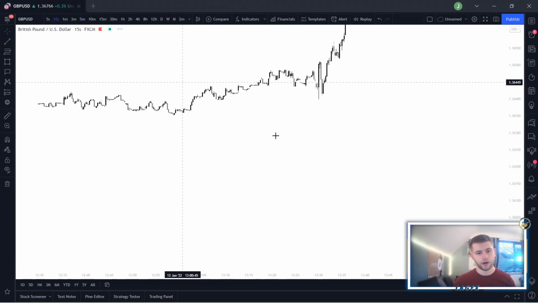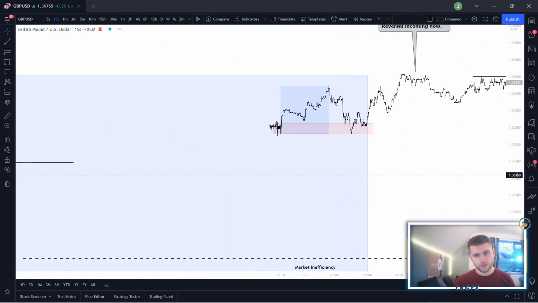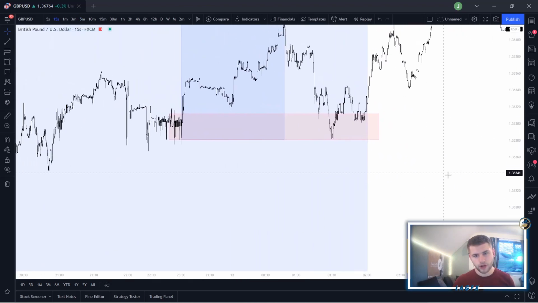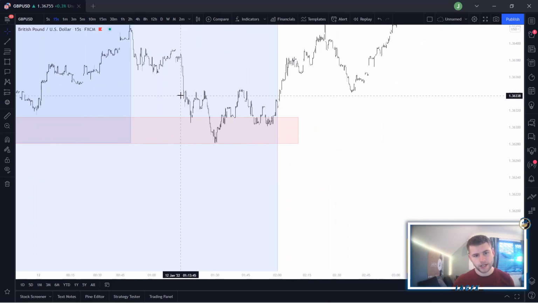So in this case, I'll go down to a 15 second. We can look inside of here and then straight away I'm seeing this, an accumulation. We have the manipulation of the lows, we displace and then start uptrending. So we're here, we have our Wyckoff.